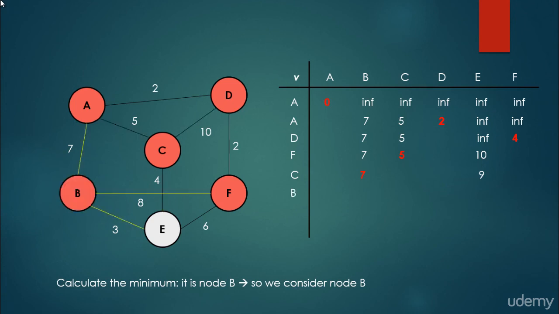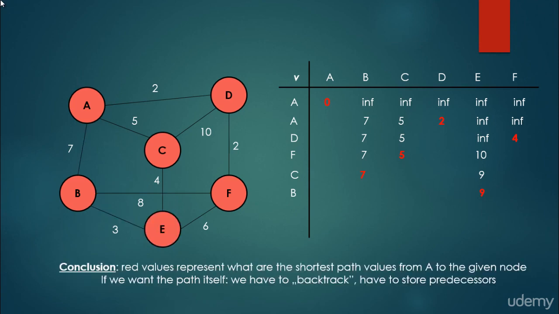We consider that, okay, we have already visited A, we have already visited F, but we haven't visited E so far. So what's the minimum value? The 9 or the 7 plus 3. Of course, the 9 is the minimal, so there won't be any updated values. And we come to the conclusion that we have visited every vertex in our graph, so our algorithm terminates.